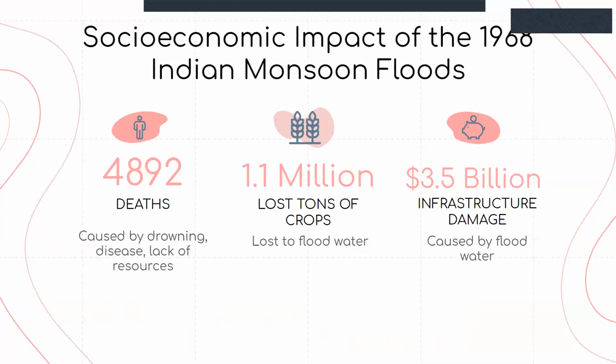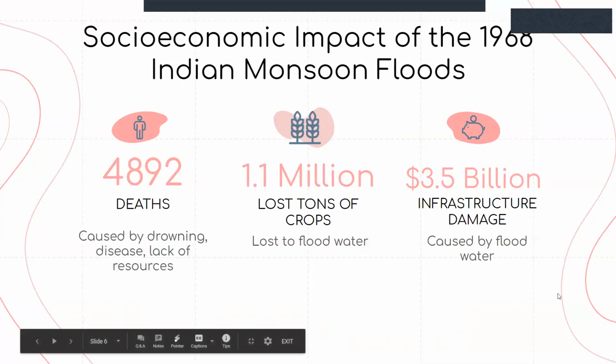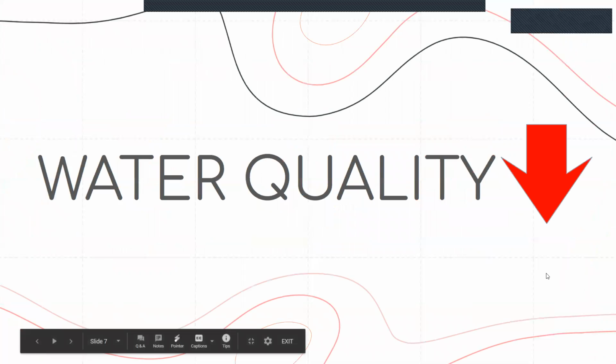And as we can see here, $3.5 billion of infrastructure damage was caused by the floodwater. So we can just see, just through these big numbers here, how much damage the storm caused.